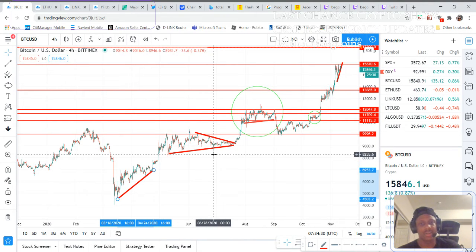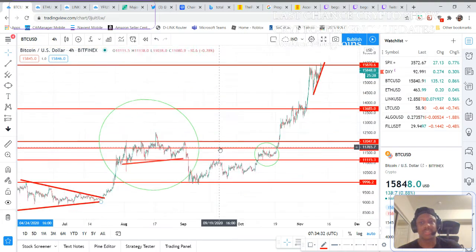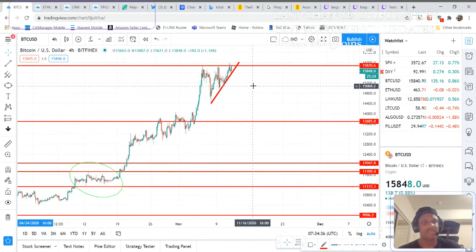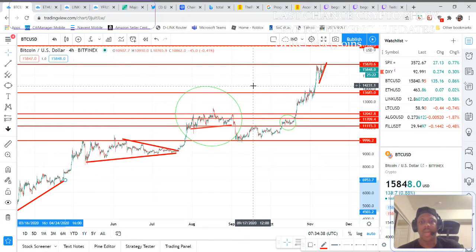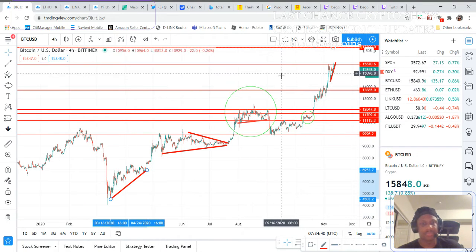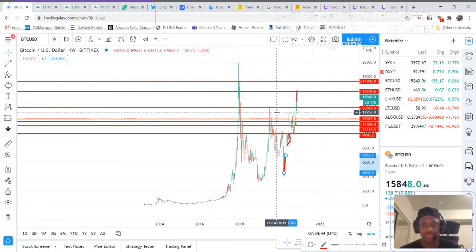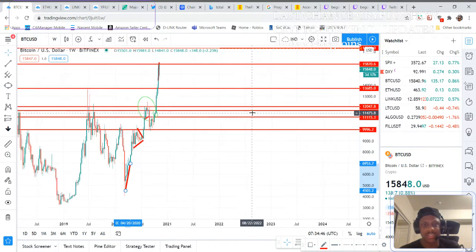And this is the start. Triangles. This triangle is going to lead to a breakout. There are other technical factors that show as to why that's going to happen. We zoom out. Where are we looking at for resistance?